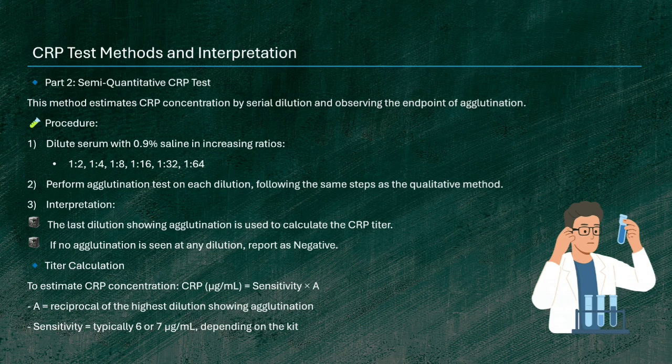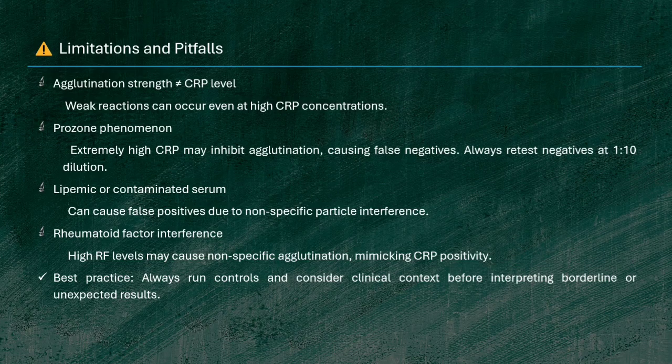Interpretation of results. Positive. Agglutination equals CRP present. Negative. No agglutination equals CRP absent or below detection threshold. Note, agglutination strength is not proportional to CRP concentration. Only the presence or absence matters. Limitations and pitfalls: 1. Agglutination strength not equal to CRP level. Weak reactions can occur even at high CRP concentrations.